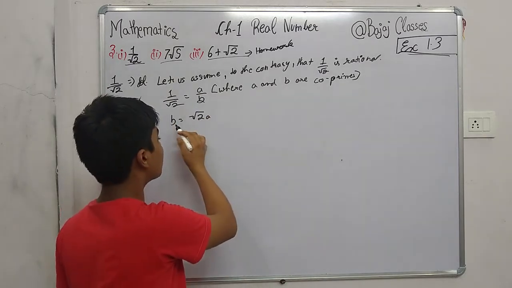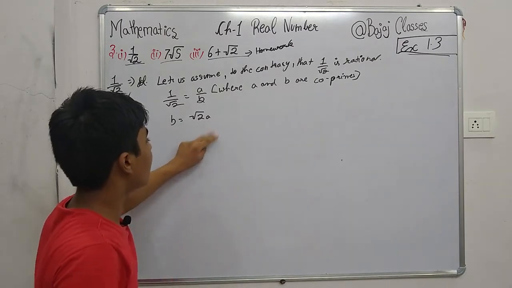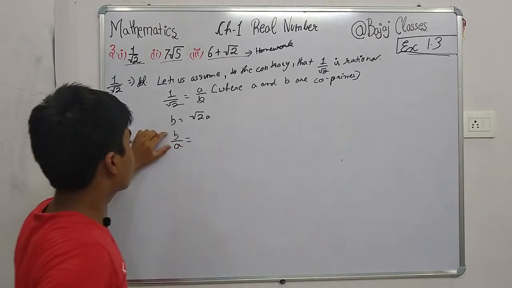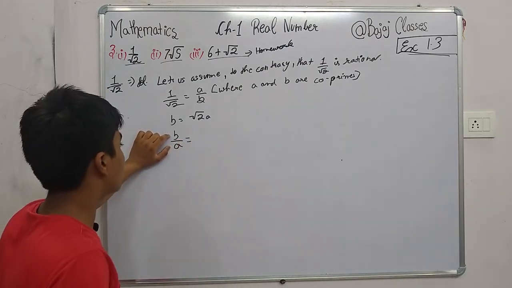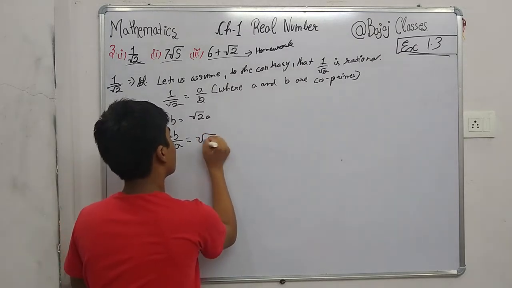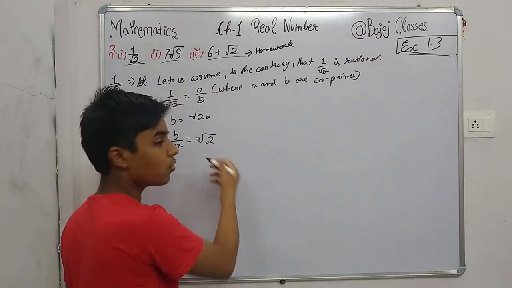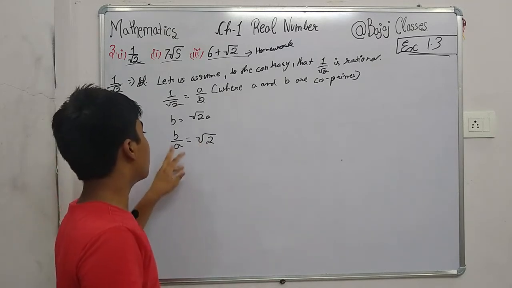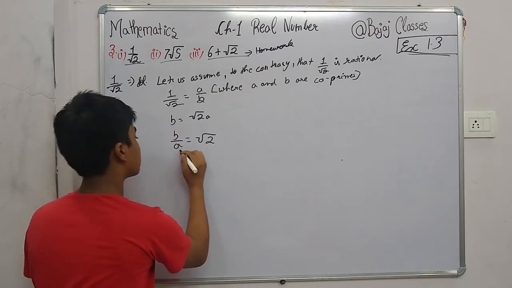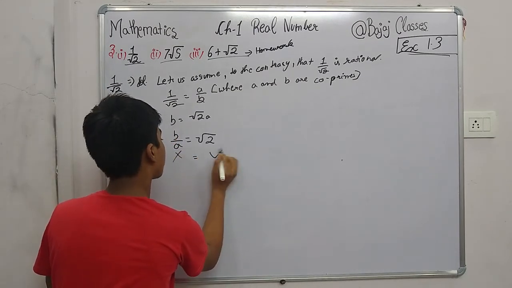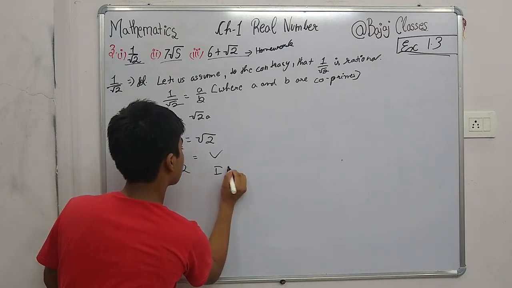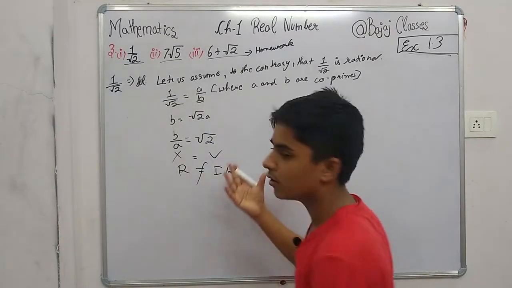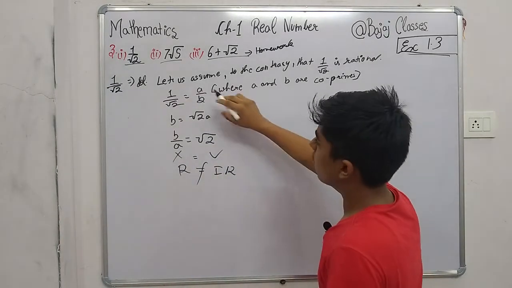So if b equals under root 2a, then now we will take this a here. So b by a. Our condition is that this is a fraction, and this is under root 2. We have proved earlier that there is theorem 1.4 stating that under root 2 is irrational. But this b by a is rational, and this is irrational. So this does not match. So this is a contradiction which is arising because of a wrong assumption.